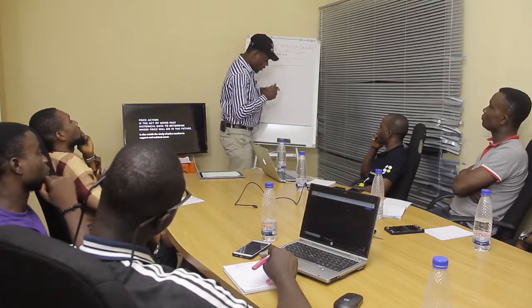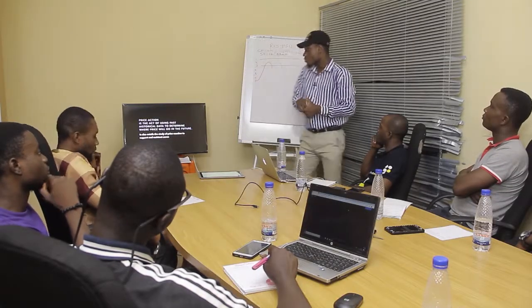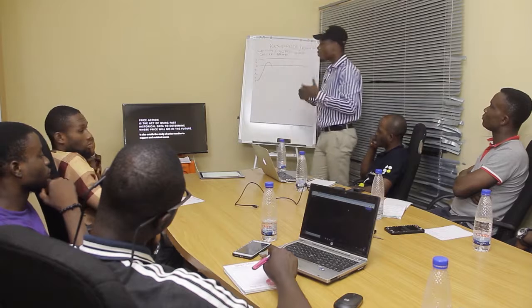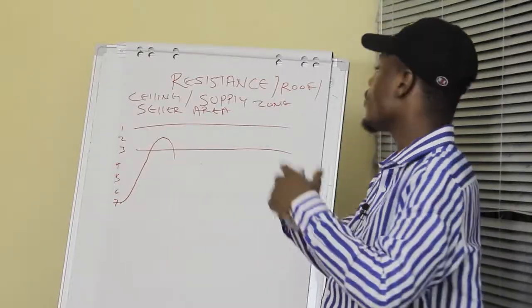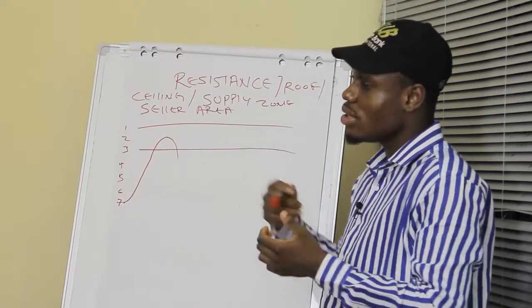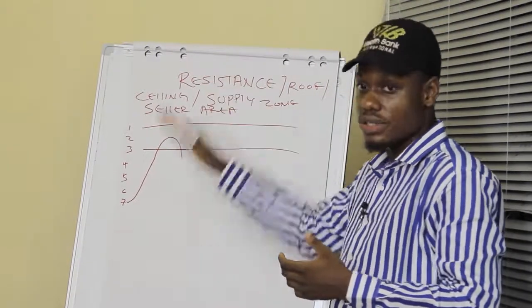Remember the law of demand and supply for those people that are economics. It basically states that when the supply of a particular commodity gets too much, when there's a lot of supply of a particular commodity, the price reacts by going downward.